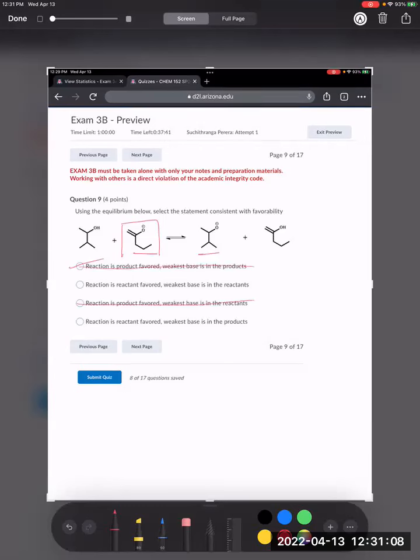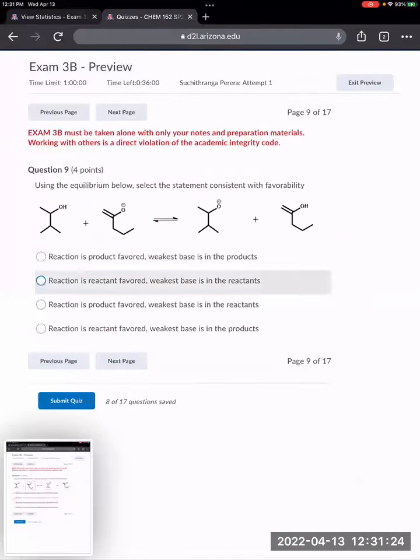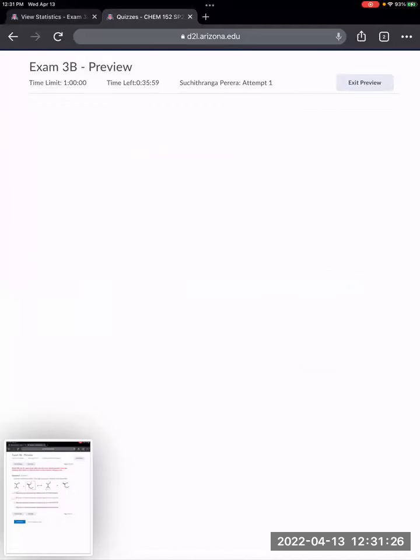It should be reactant favored, because the weaker base is in the reactant. Weaker base means more stable base. Okay, therefore the correct answer is option B. All right, so the correct answer is option B.